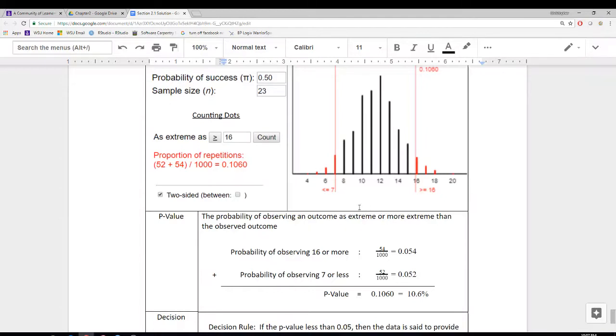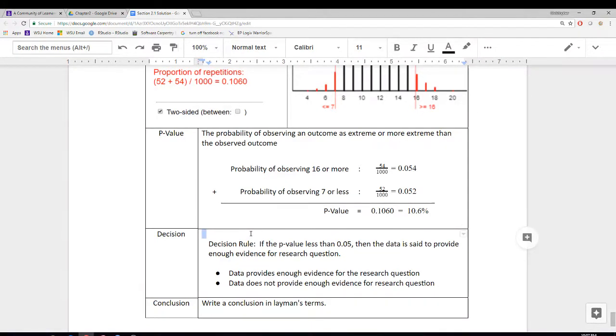As stated above, the corresponding value on the lower end of the distribution is 7. So what proportion of the dots sit at 7 and below? Well, according to the app, I have 52 dots out of the 1,000. So the p-value on the lower end is 0.052. For a two-sided analysis, I need to add both of these probability values together. And when I do that, I get 0.1060, or 10.6%. And this is precisely the value that is computed by the reference distribution app.